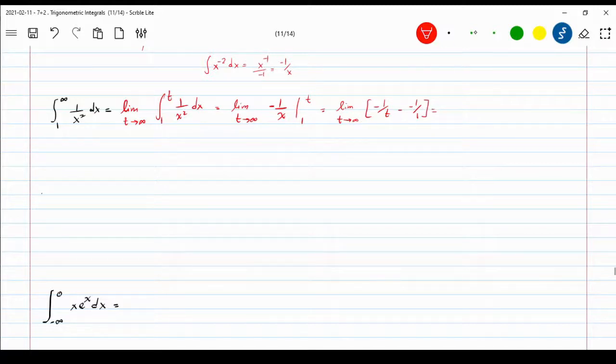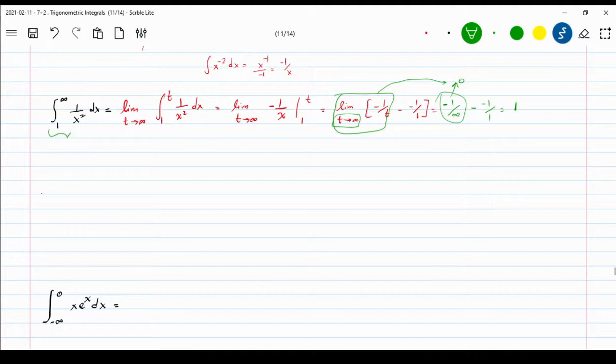Now, what if we replace t with infinity? You'll get negative 1 over infinity minus negative 1 over 1. This is not the right way to calculate, but the limit of negative 1 over t is simply 0, because the denominator keeps increasing. So this limit is 0, and you have minus negative 1 over 1, which is simply 1.